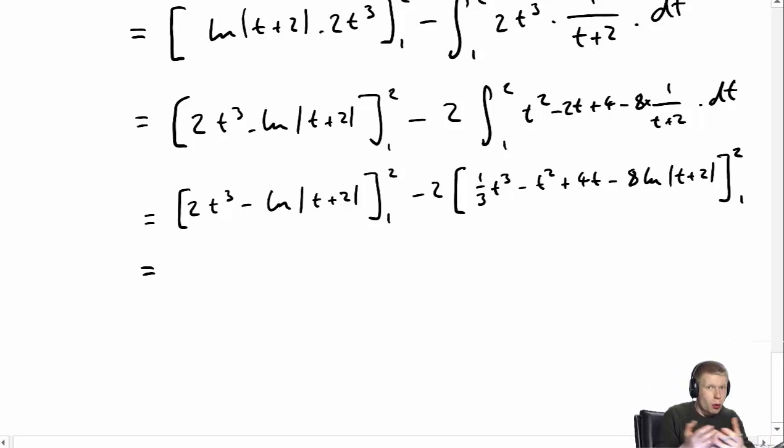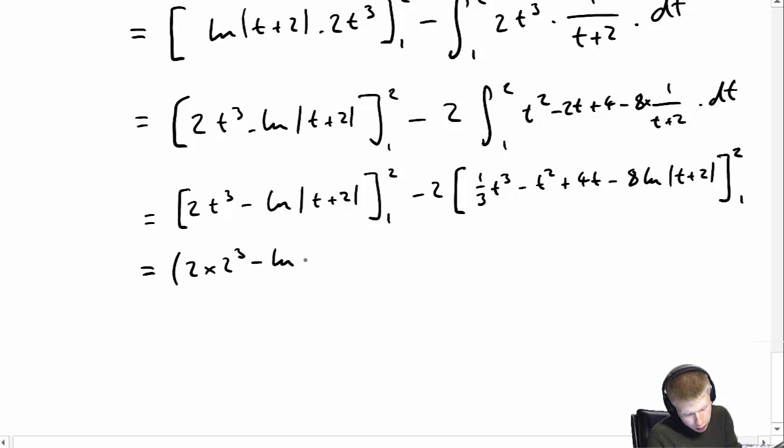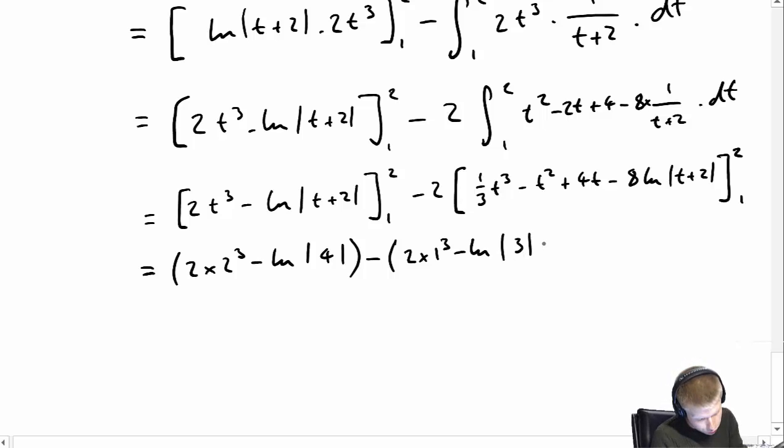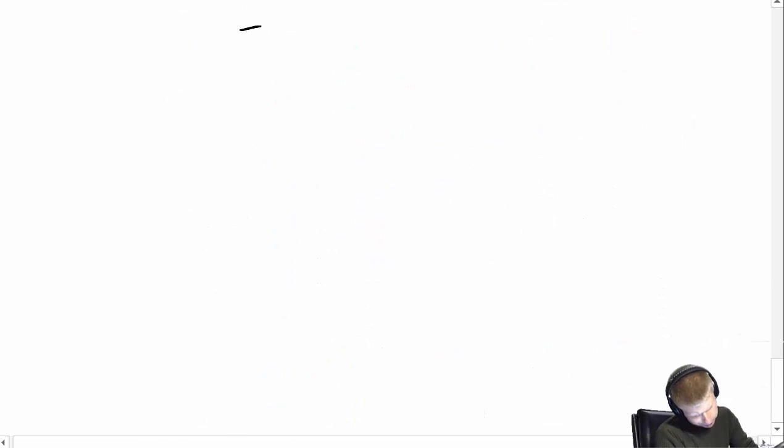So, let's just go for it. I'm going to do it fairly quickly because there's quite a lot to go through there. Let's just stick 2 in for t first of all. So I've got 2t cubed, so 2 times 2 cubed, minus the natural logarithm of 2 plus 2, that's going to become 4. Then I do the same with sticking 1 in, so that's going to become minus 2 times 1 cubed, minus the natural logarithm of 1 plus 2, that's going to become natural logarithm 3. Then I've got minus, so let's look at this thing over here now.